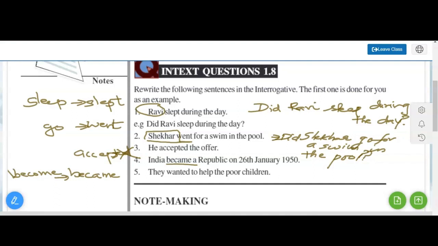Next one is they wanted to help the poor children. So the verb is wanted. You can remove this ed and the sentence will go like this: Did they want to help the poor children? Okay, so that way these sentences are done. So this is how interrogative sentences are made.